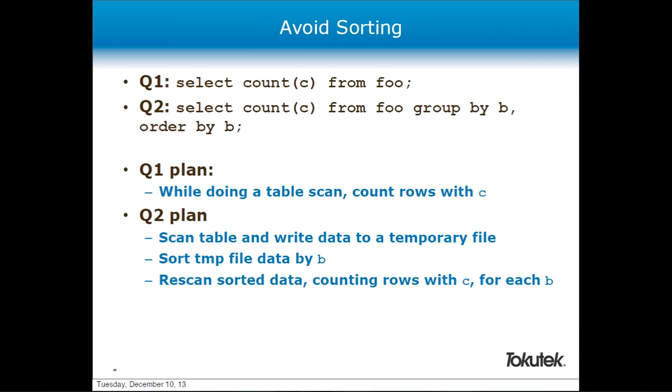As you're scanning the table, you have to write the data to a temporary file. You have to sort that temporary file by B. Then you need to rescan the sorted data and count the rows with C for each B. And it's this writing to a temporary file and sort and rescan that's the extra work that you would do on top of what you did for the first query. And that could be expensive. And we could use indexing to avoid some of that work at query time.